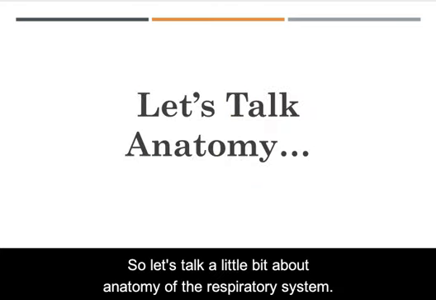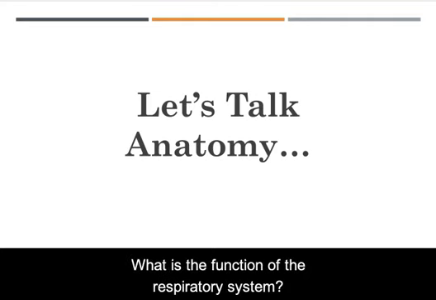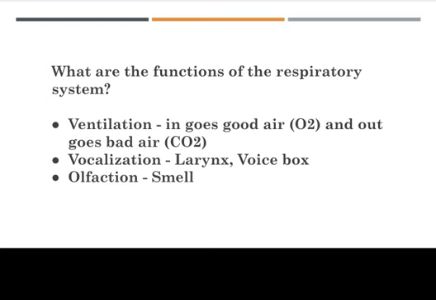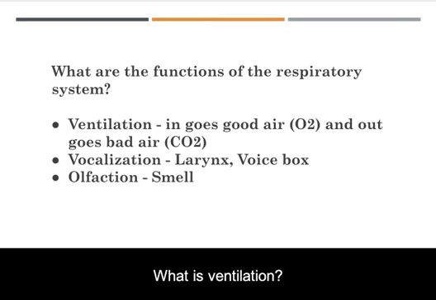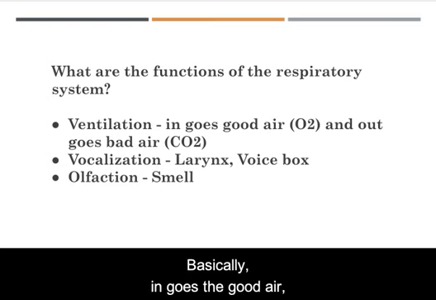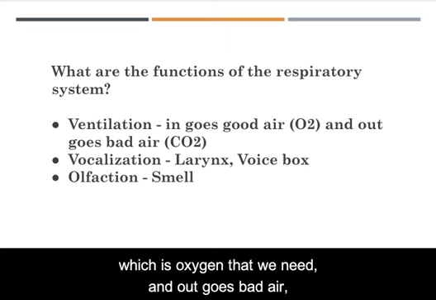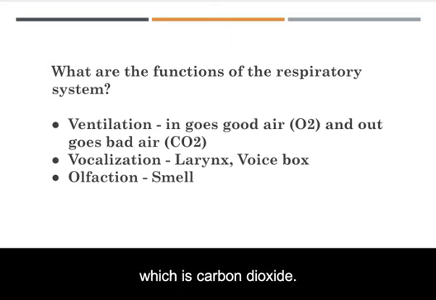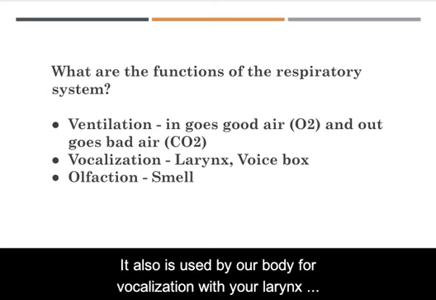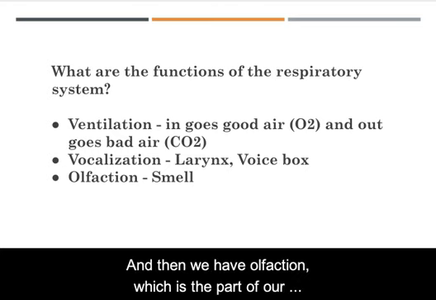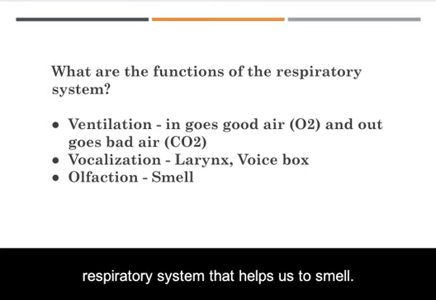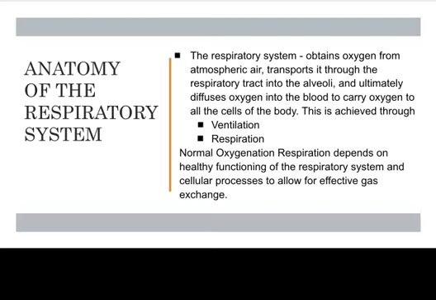So let's talk a little bit about the anatomy of the respiratory system. What is the function of the respiratory system? Why is it important? Well, it's important because it helps us with ventilation. What is ventilation? Breathing in and breathing out, basically. In goes the good air, which is oxygen that we need, and out goes the bad air, which is carbon dioxide. It is also used by our body for vocalization, with your larynx, your voice box. And then we have olfaction, which is the part of our respiratory system that helps us to smell.